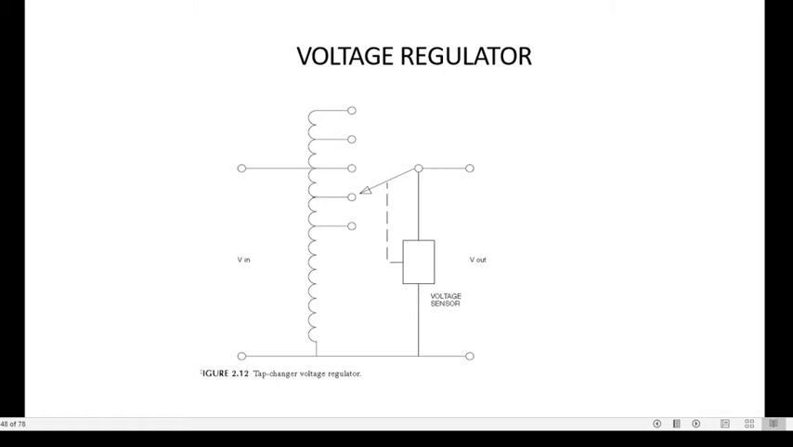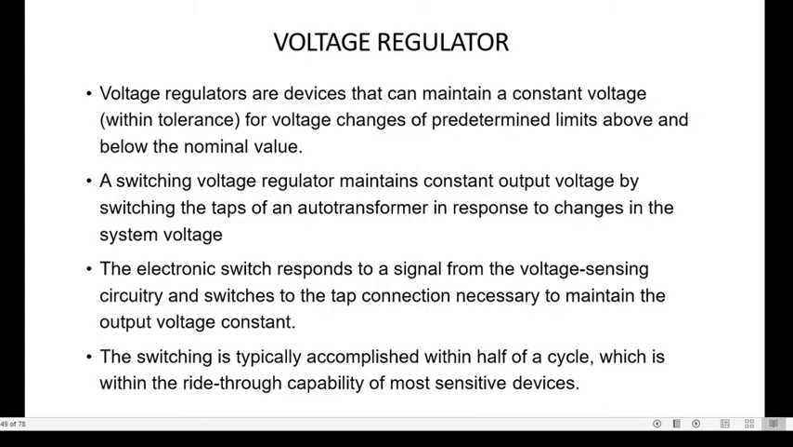So next is the voltage regulator. This is a tap changer voltage regulator with a simple single winding. V input, second side, these are the voltage sensors and the tappings are provided. There is an on-load tap changer or even an off-load tap changer, online and offline. So what are voltage regulators? Voltage regulators are devices that can maintain a constant voltage, obviously within a tolerance of a plus minus defined range of the voltage, for voltage changes of predetermined limits above and below the nominal value.